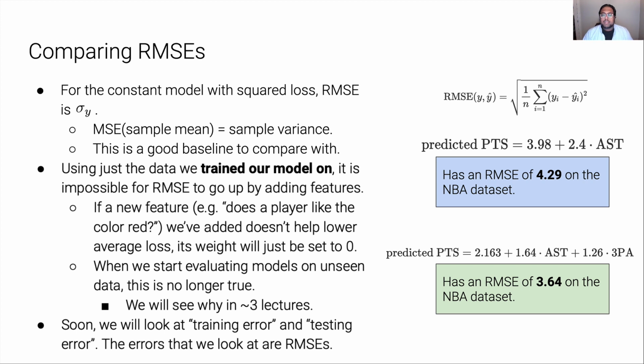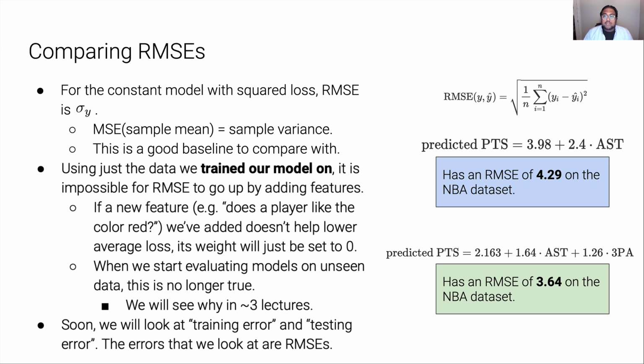And we will talk more about that in a few lectures from now, but I just wanted to get you thinking about this idea that adding more features doesn't necessarily make our model better, even though the root mean squared error might be lower on the data set that we've collected. Soon we will start discussing terms like training error and testing error of our models, and when we do that, root mean squared error is often the error that we will be looking at.